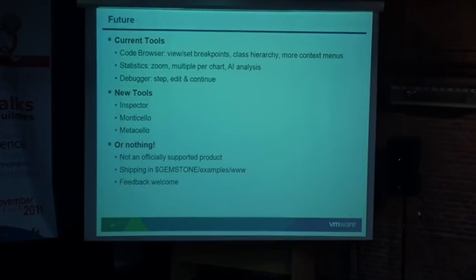So what is the future for this? We currently have a code browser, class hierarchy. In the current tools, there are some things I'd like to be able to add. In the code browser, I'd like to be able to deal with breakpoints, class hierarchy, more context menus. Statistics is the area that I think will be the primary focus, because this allows us to do a fair bit more sophistication and analysis.